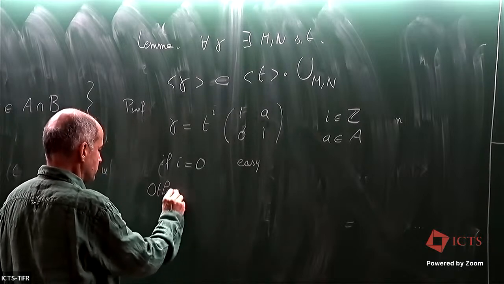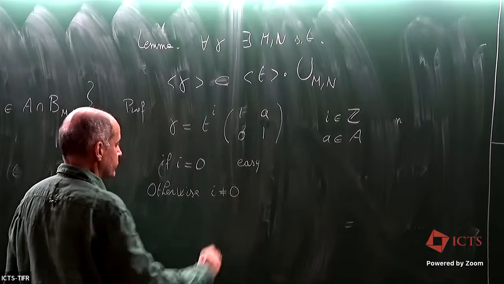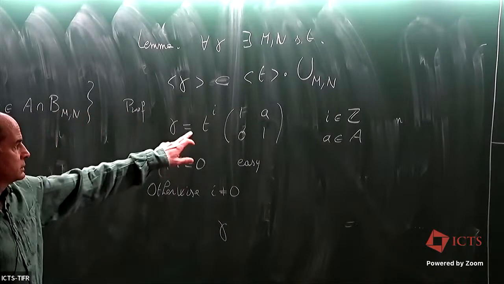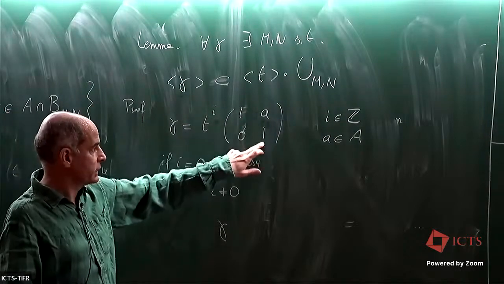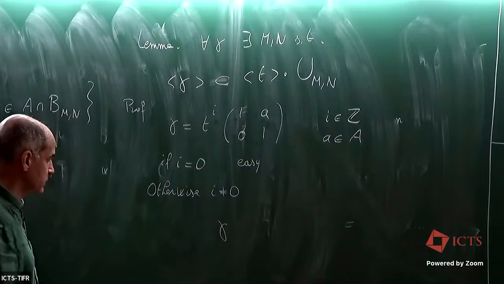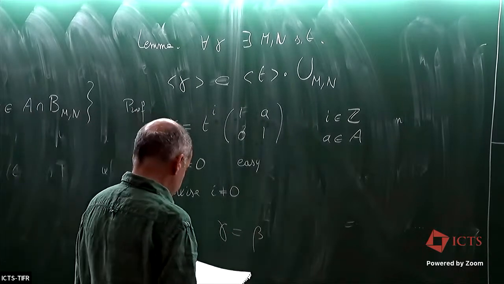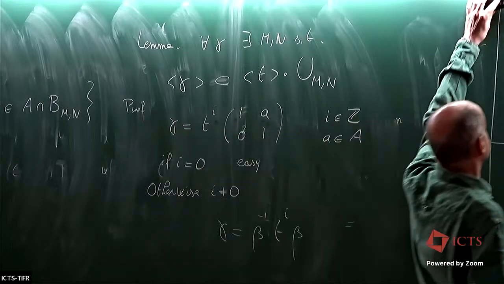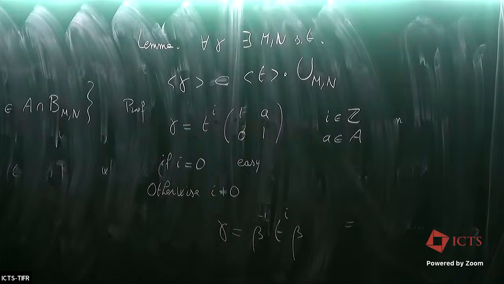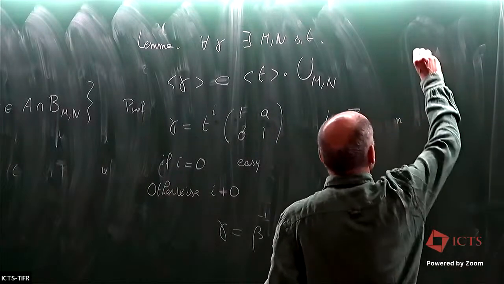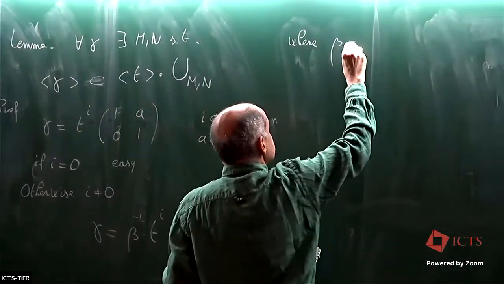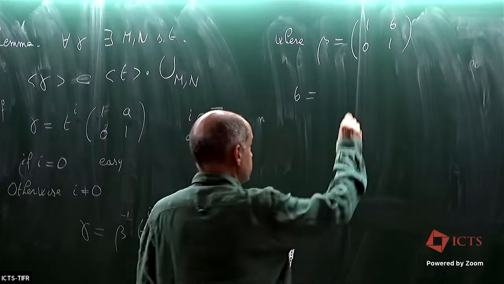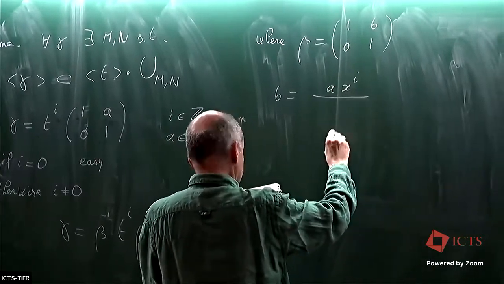Otherwise, i is different from zero. And the main point is that gamma is conjugate to T to the i in this case, because on the diagonal we have distinct values. So gamma is of the form beta to the minus one, T to the i, beta, where beta can be taken to be this matrix, and B has an explicit form, of course, in terms of A, if I don't go wrong, it's that one.